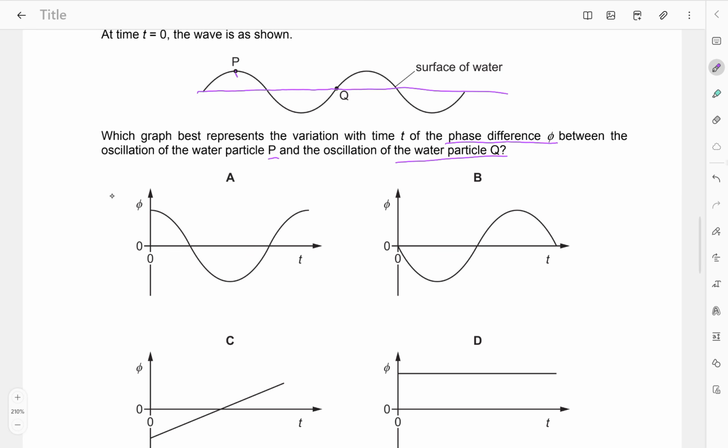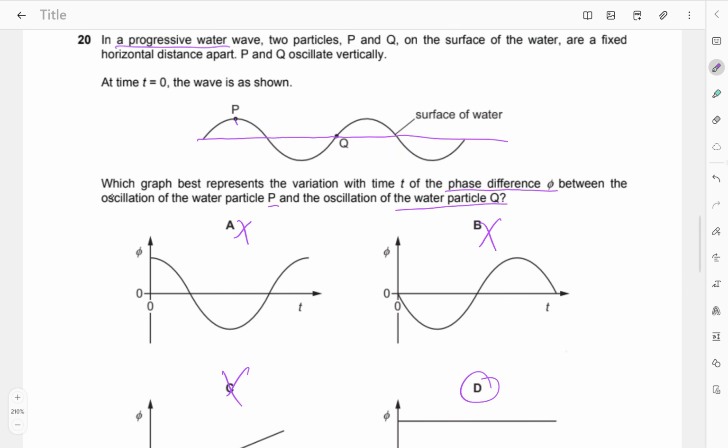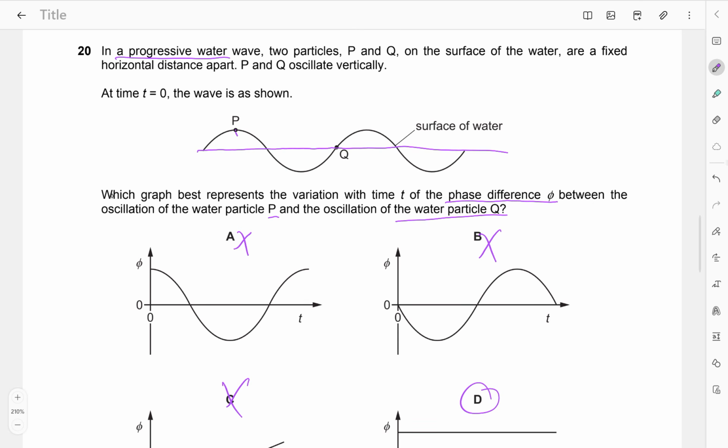So this one is showing that the phase difference is varying, so this one is wrong. Here the phase difference is varying, that is also wrong. Here the phase difference is increasing, it comes from a negative value, it becomes 0, then it goes to the next, changes direction, this is also wrong. So the answer is going to be D. For two particles on a progressive wave, their phase difference always remains the same. For two particles on a progressive wave, their phase difference does not change. If the frequency or the period is remaining constant, then their phase difference does not change.